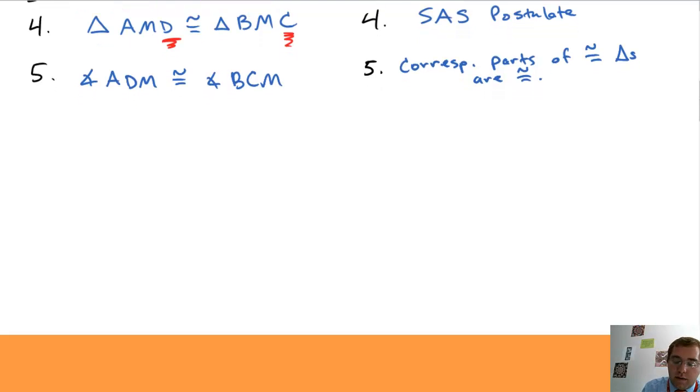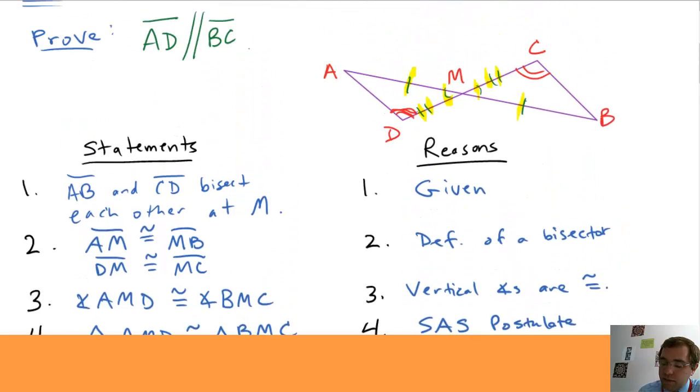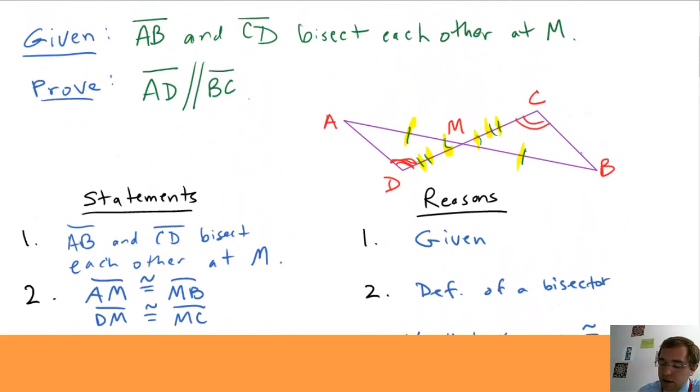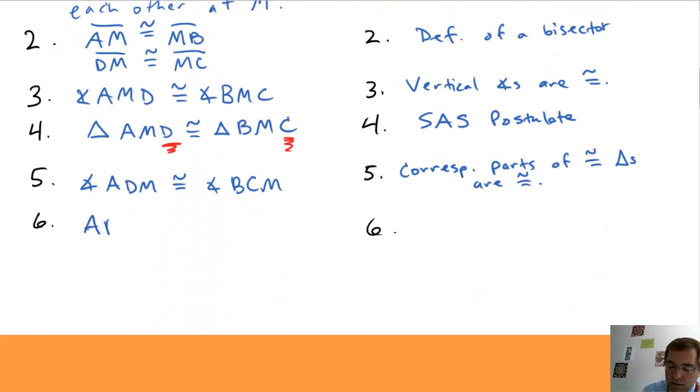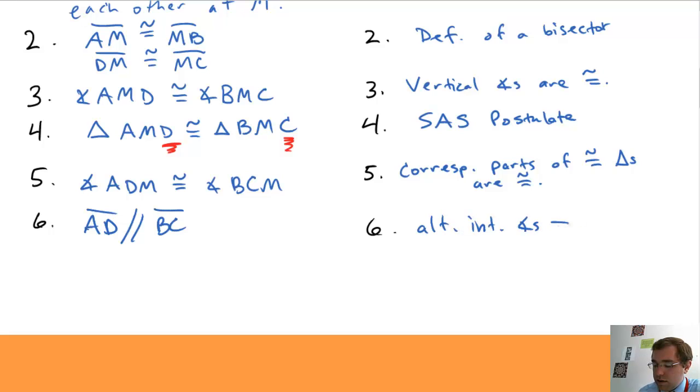Okay, now that I have those angles congruent to each other, I can say what I want to say. That AD is parallel to BC because I had alternate interior angles congruent, and that implies parallel lines.